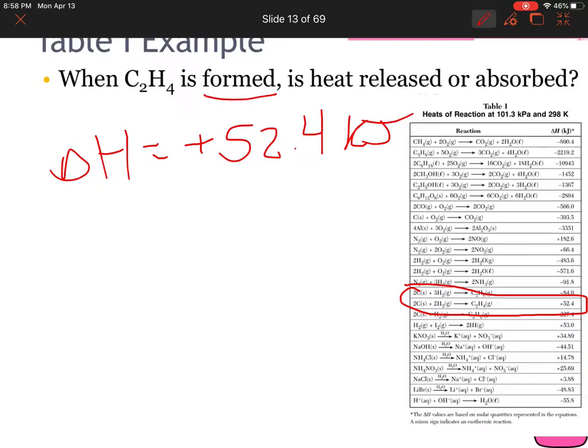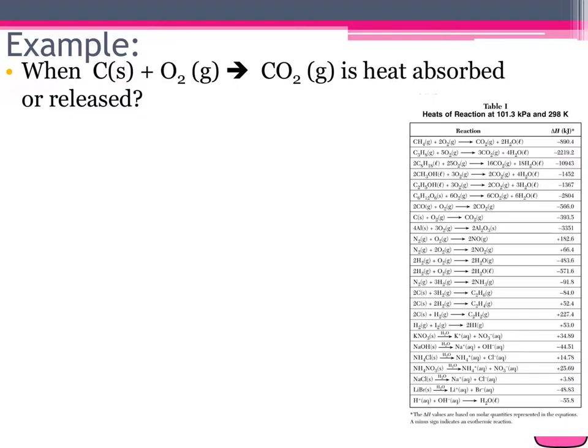So what's important here, determining if heat's absorbed or released, is I'm looking at the sign of that delta H. And the sign of that delta H is positive. And positive means that heat's being added or absorbed. So this is an endothermic reaction. Okay, so go ahead and try this example here.